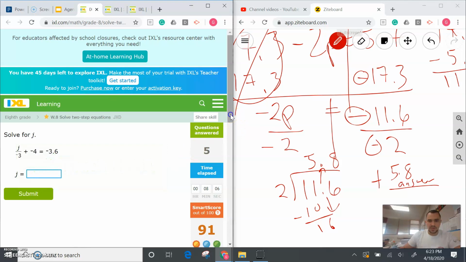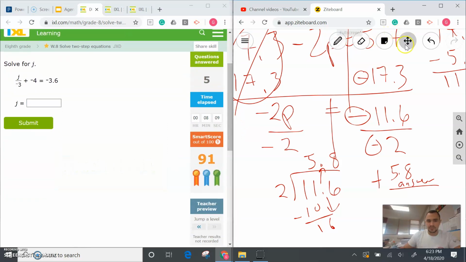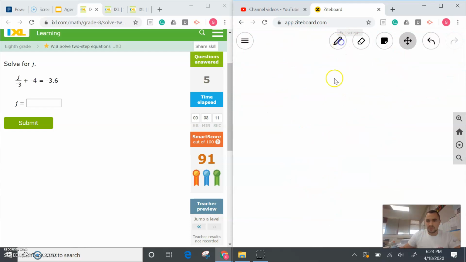All right, now we got another fraction. All right. We're going to do this one more, and then we're going to go to the next one.